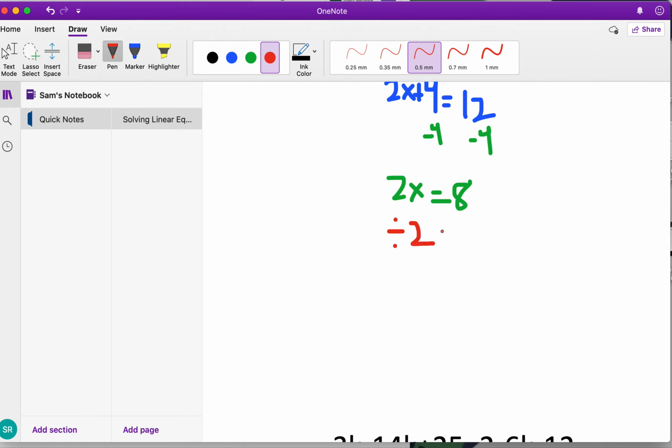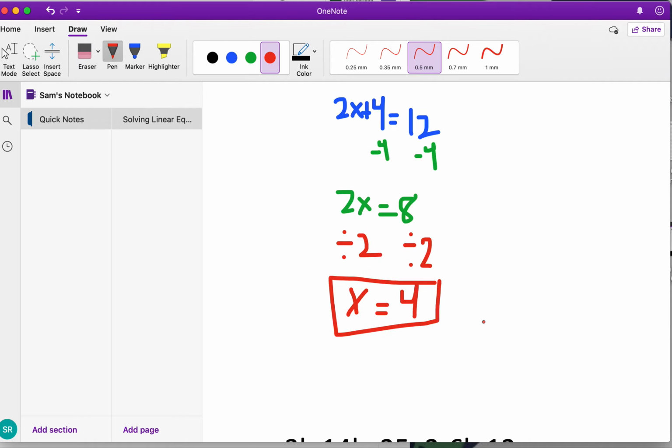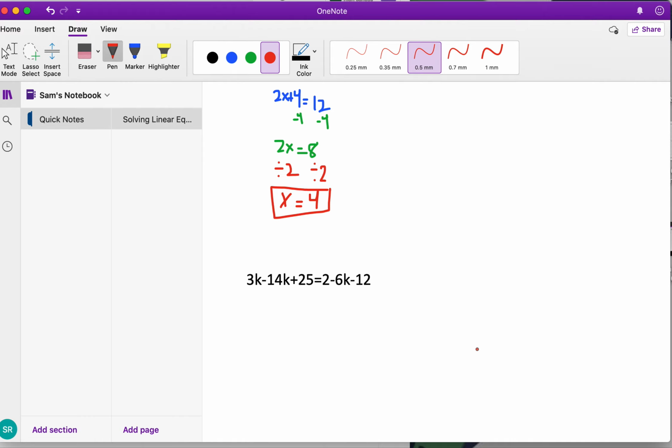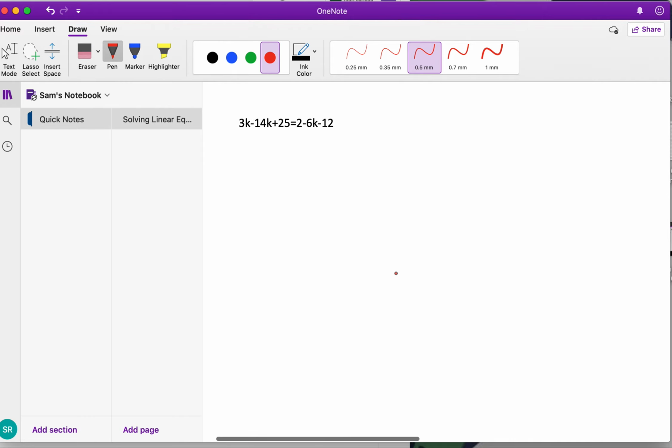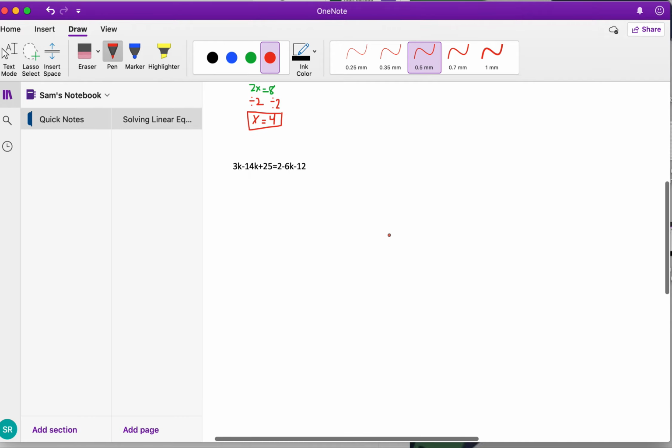So once we get to this step, you divide both sides by 2, you end up getting 2x divided by 2 is x, which equals 8 divided by 2, which is 4. There we go. Awesome. All right, now we're going to get into a little bit of a longer equation, but don't worry, this is hopefully not going to be too hard.